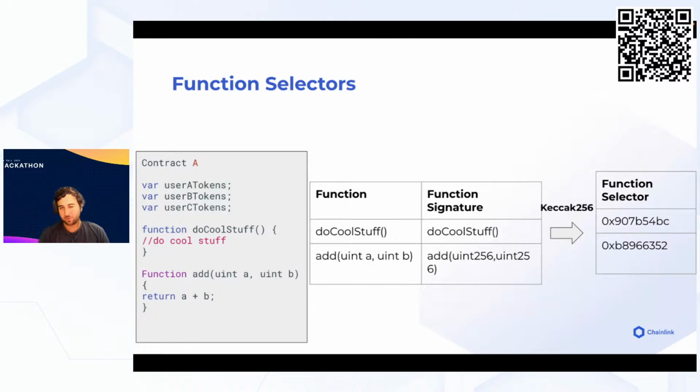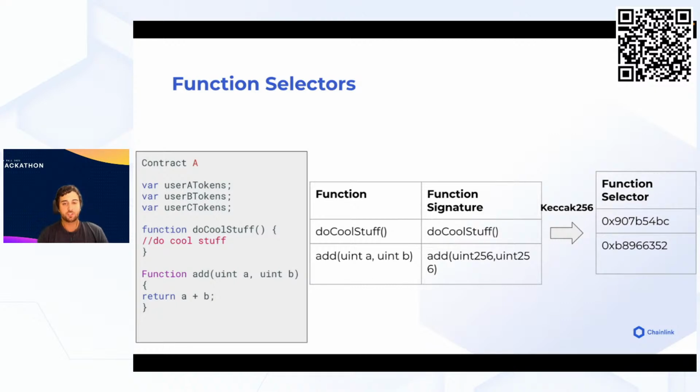So, we've talked about some specific opcodes, call, delegate call, and how delegate borrows. We've talked about storage slots and how this could result in storage clashes. We're going to talk about one more low-level concept here: function selectors.